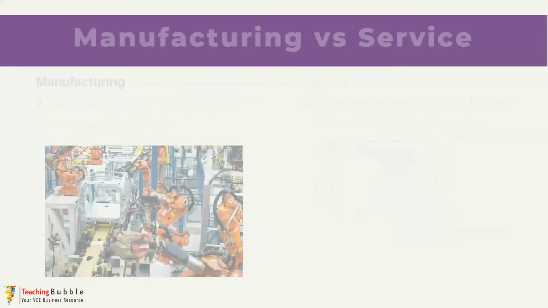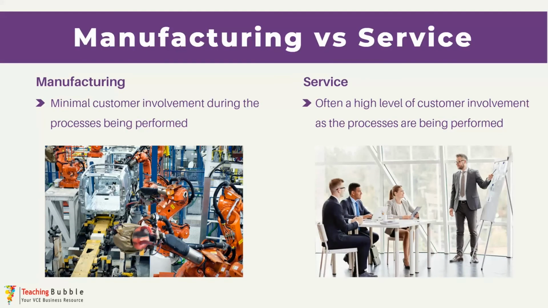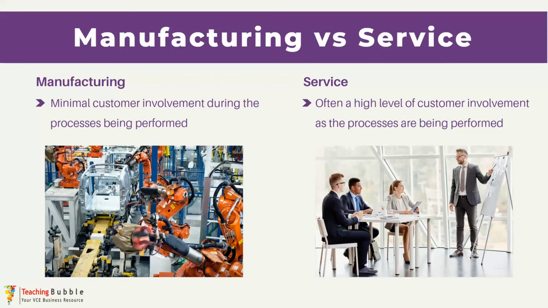For processes, one of the key differences is customer involvement. In a manufacturing business, the processes typically have minimal customer involvement. For example, at a car manufacturing facility, if a customer orders a car, they are not going to be at the manufacturing facility involved in the processes of the production of that car. However, in a training business, during the processes of actually performing the training, the customer is going to be involved in order to receive the training and the education that they require.